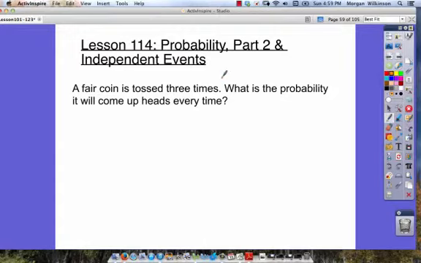A fair coin means it's just not weighted to one side or the other, so that it would land on one side more often than not. So if we've got a fair coin, what's the probability it will come up heads every time?